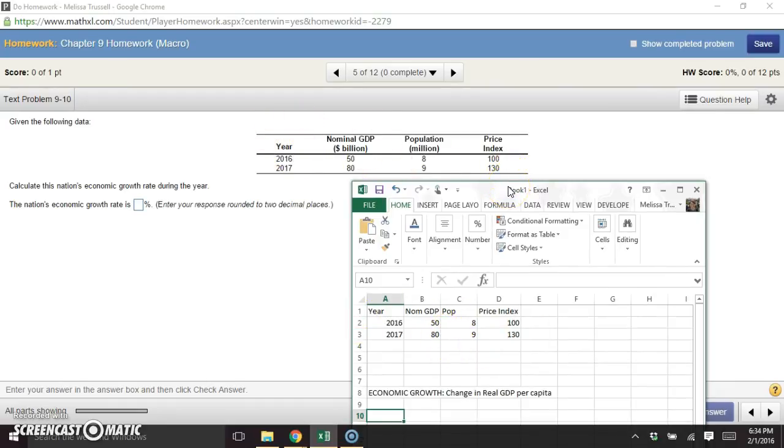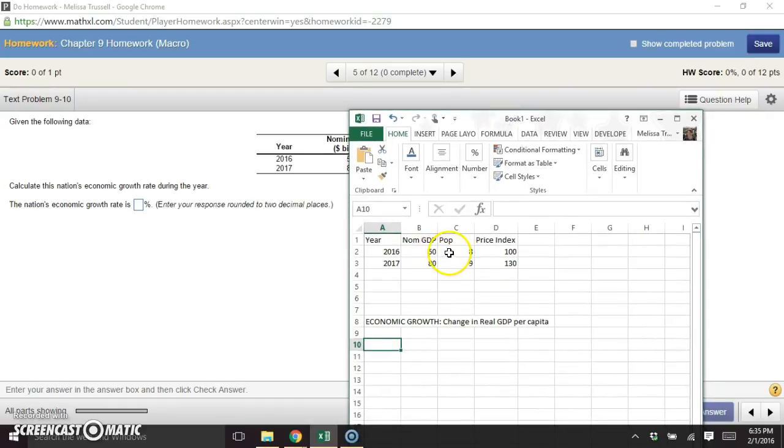Of course, you can do this on paper with a pen. I just like to use Excel since I'm already here on my computer. So we have the nominal GDP, the population, and the price index for each year. So recall that in order to find the real GDP per capita, we have to have real GDP, and I'm going to use PC to abbreviate per capita. Remember, this is the real GDP divided by the population, right? So that's what per capita means.